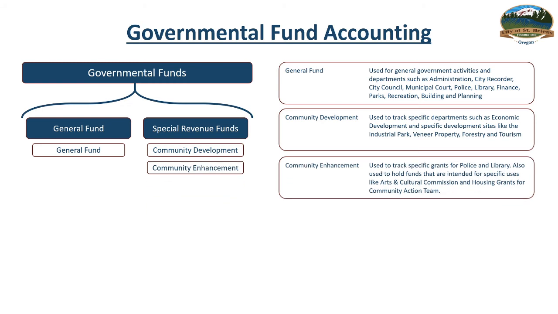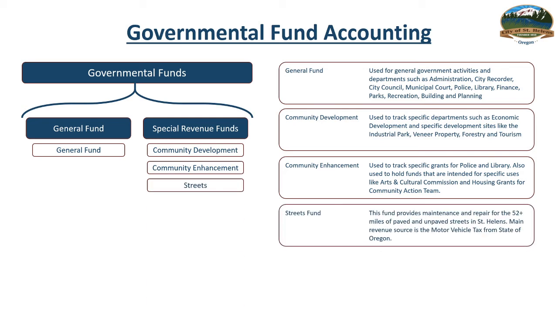The Community Enhancement Fund is a generic catch-all fund for many miscellaneous resources that we receive for a specific use. This fund is often used for grants. Grants received for police, library, or other departments can go in here to ensure that the funds are correctly tracked to meet the grant requirements. Most recently, the funds are used to track revenue and expenses for the Arts and Cultural Commission, as well as grants for Community Action Team.